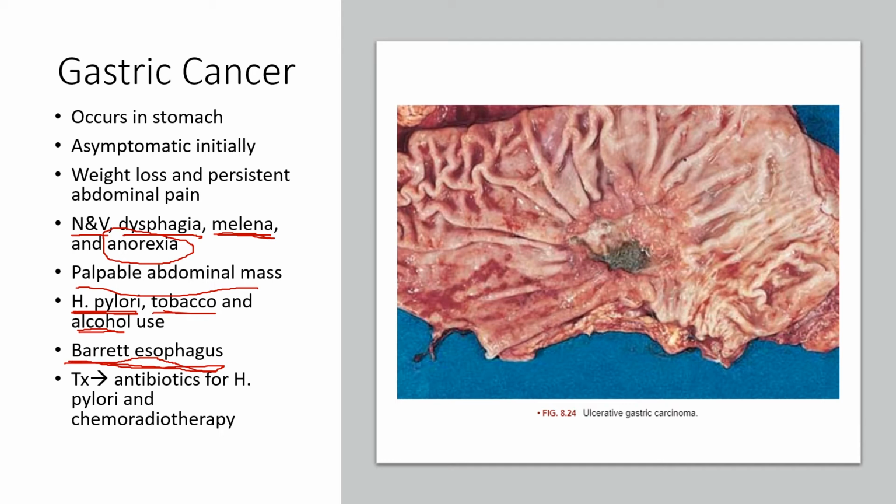And what do we do for gastric cancer? Well, we have to treat the underlying etiology if possible. So we're going to give antibiotics to kill off that H. pylori. They may do surgical resection if the cancer is confined to a certain area, or the patient may have to experience some type of chemoradiotherapy.